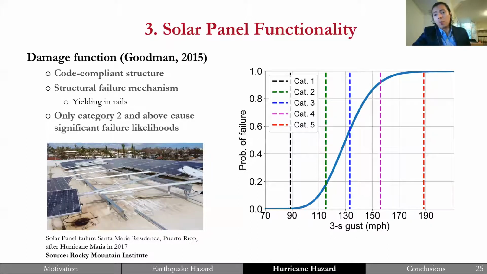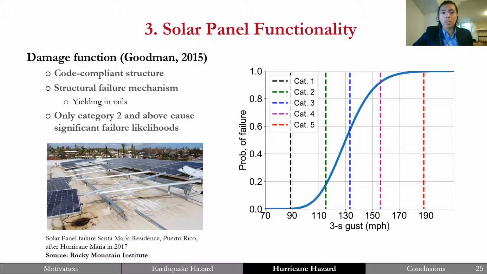I should say that we are reformulating this analysis because we got access to plenty of solar panel failure data after Hurricane Maria. The Clinton Foundation and the Rocky Mountain Institute collected data on solar panel failure, both for rooftop solar panels and also ground mounted solar panels. So we're also going to be working on a next version of these solar panel fragility functions.